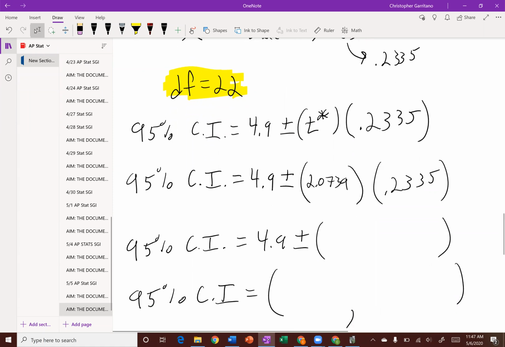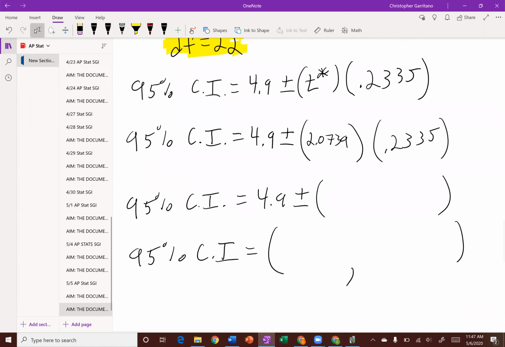I'm going to go ahead and just calculate the upper and lower bound now. So I'm going to pause for a moment. All right, welcome back. The margin of error ended up being around 0.4843. And so our confidence interval has a lower bound of 4.4157 parts per million and an upper bound of 5.3843 parts per million. And that's your confidence interval. And now the interpretation.